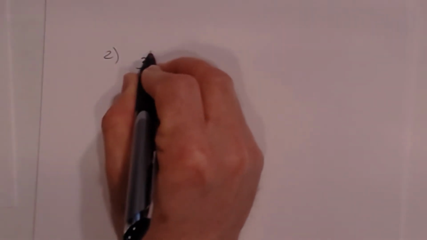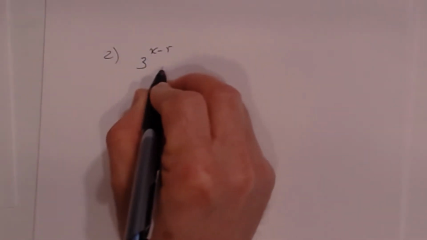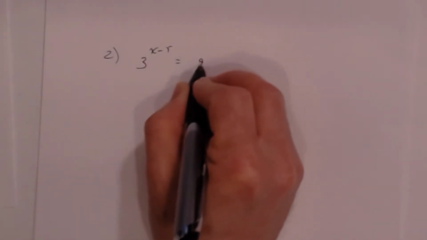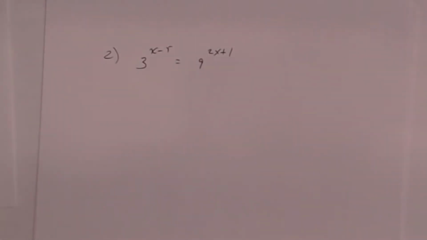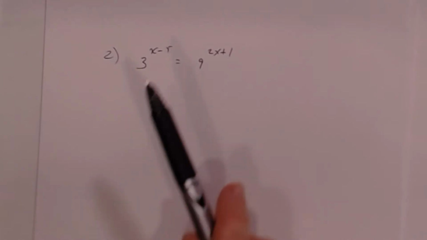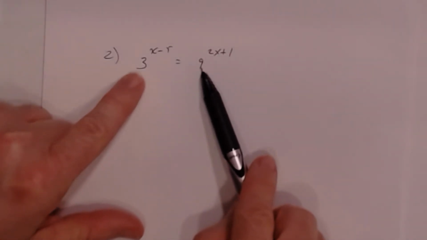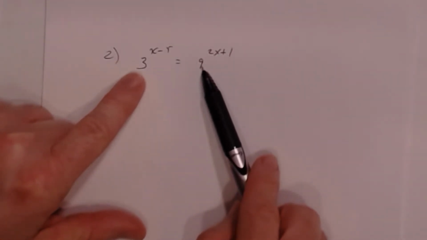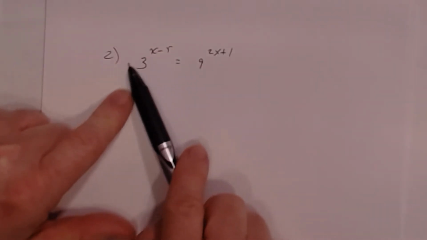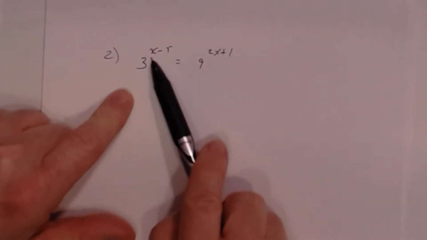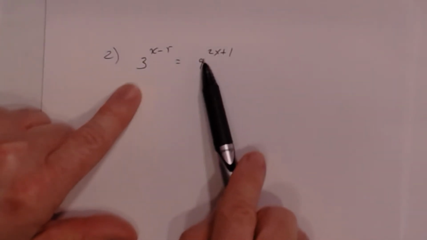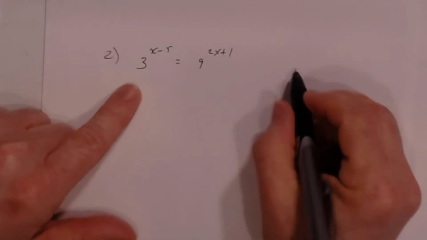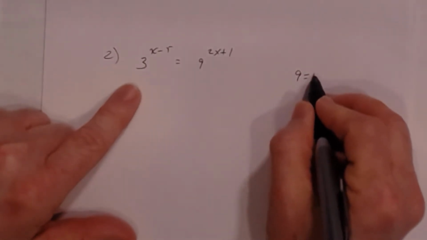So here's another easy one. We're going to look at another easier one. 3 to the x minus 1 equals 9 to the 2x plus 1. All right, so again, we have an exponential equation. The bases are not the same. I must get the bases to be the same. You see how this 3 is a prime number, right? So let's see if I can rewrite 9 as 3 to a power. What do you remember about 9? 9 is 3 to what power?